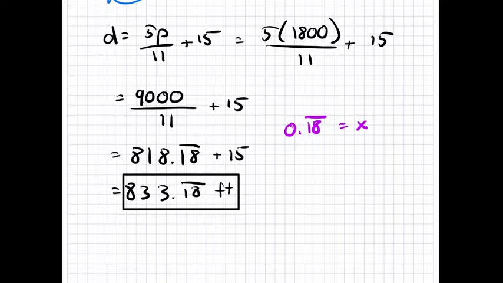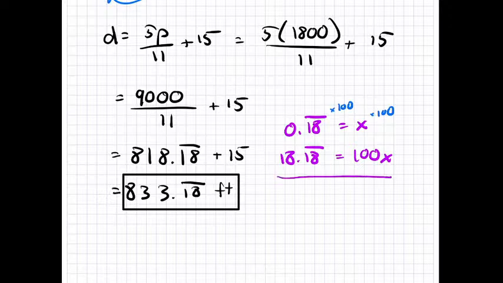So I'm going to say this times 100 and this times 100, right? If we do this, we'll get 18.18 repeating equals 100x. Now if we combine these two expressions, the second line minus the first line, if I subtract these two, 100x minus x gives us 99x here.